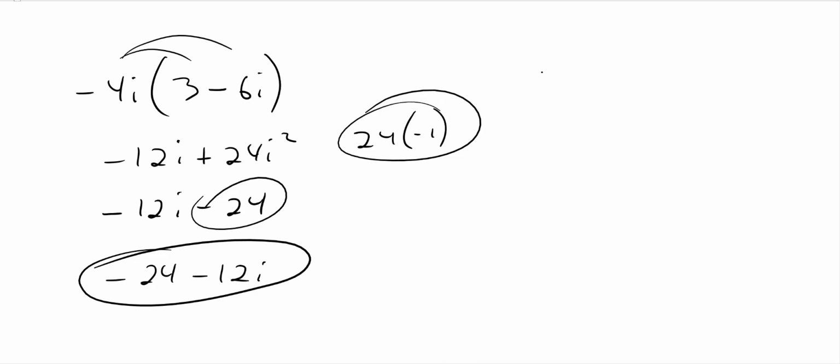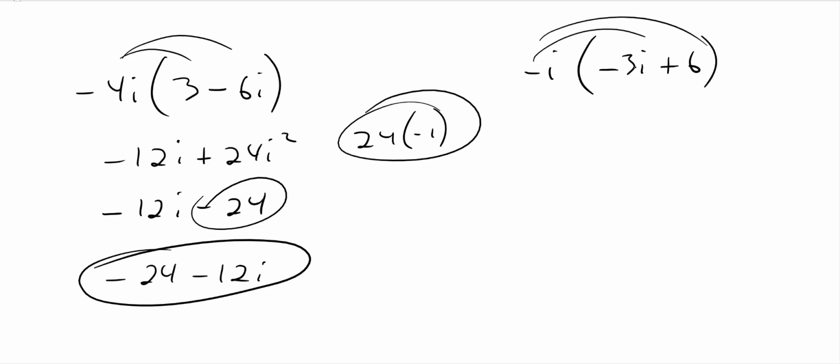Okay, so one last one here, and then we'll do another little more multiplication. So if I said negative i times negative 3i plus 6. Okay, so we distribute. Negative i times negative 3i is, I lost the negative there, is 3i squared. Everybody okay with that? Right, negative times negative. Negative 1 times 3 is positive 3i squared.